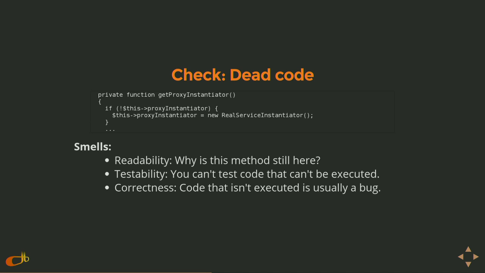Correctness. Code that isn't executed is usually a bug. Case in point, goto fail. But this is a really good example because there are false positives. If you're using static analysis, there are going to be cases where it throws a check when it's actually fine. The reality of this code sample is, I can't remember if it's a subclass or a parent class that's actually calling this. So it's actually fine for this method to not be executed in the class itself because it's being called in one of the subclasses.